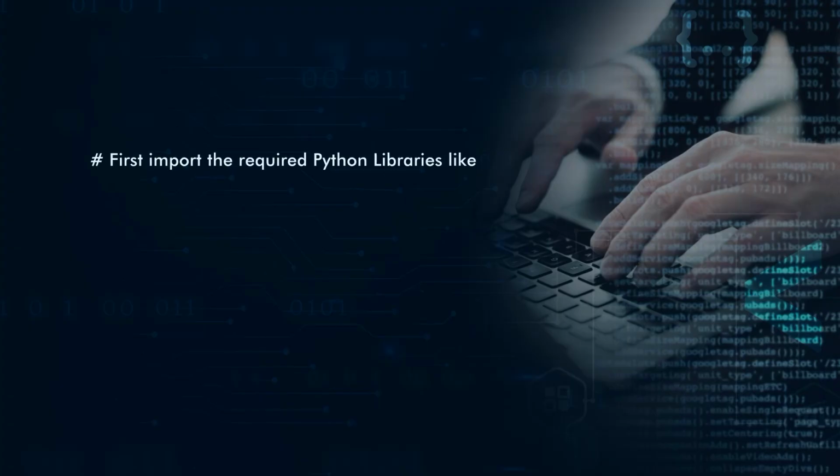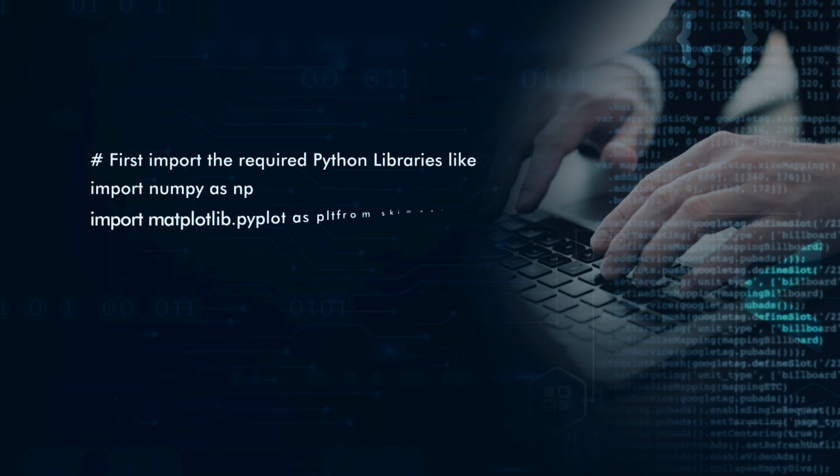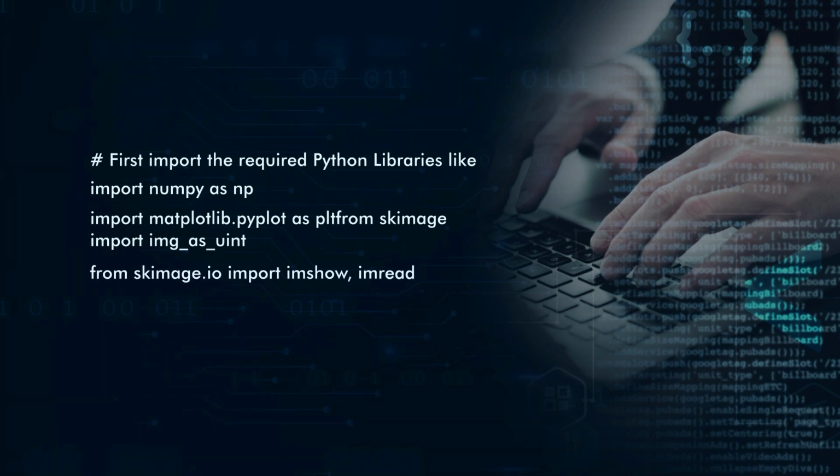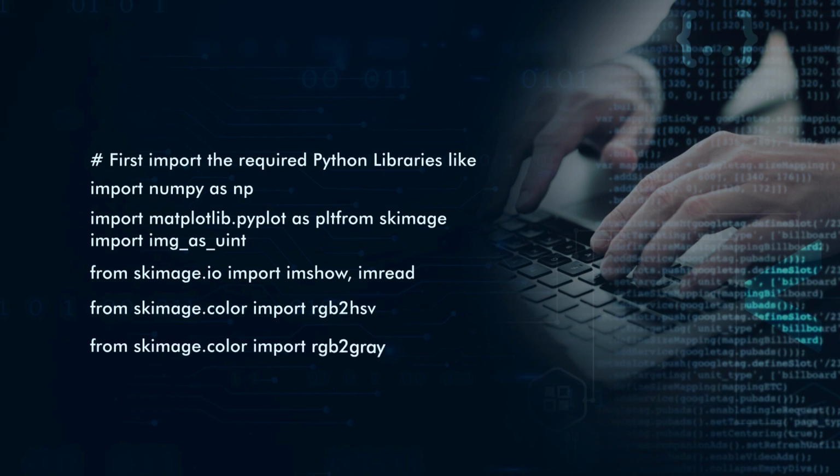First, import the required Python libraries like import numpy as np, import matplotlib.pyplot as plt, from skimage import data as img, from skimage.io import imshow, imread, from skimage.color import rgb2hsv, from skimage.color import rgb2gray. Great. Now that we have imported the required libraries, we can begin with the basics.